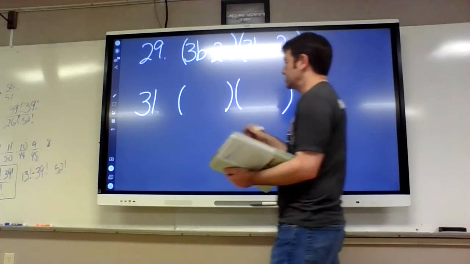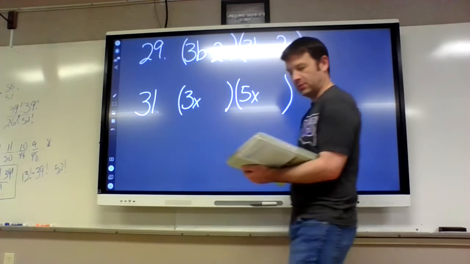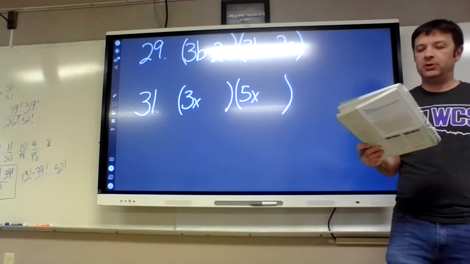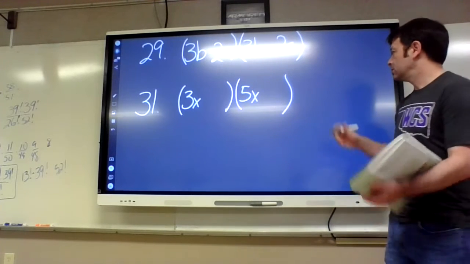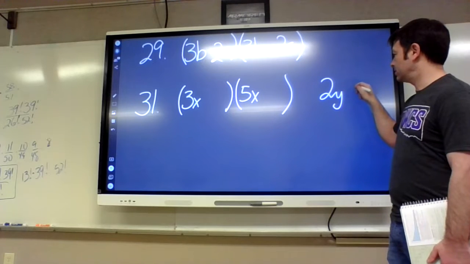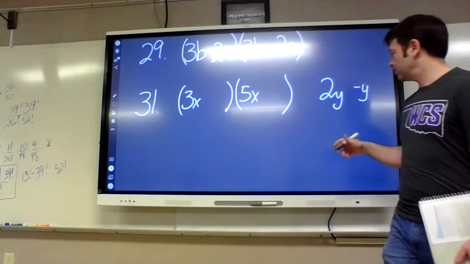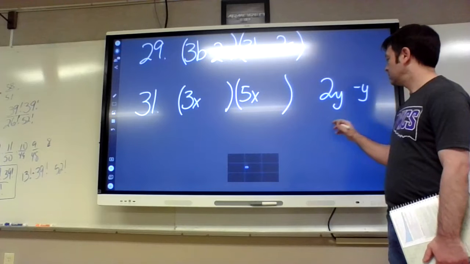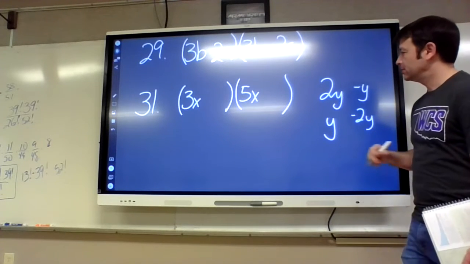3x times 5x. What are the two options we have for the back? 2y and 2y? 2y and what? 1. Negative 1, okay? Because it has to multiply to negative 2y squared. Or another option is maybe, let's say y in front and 2y in back.